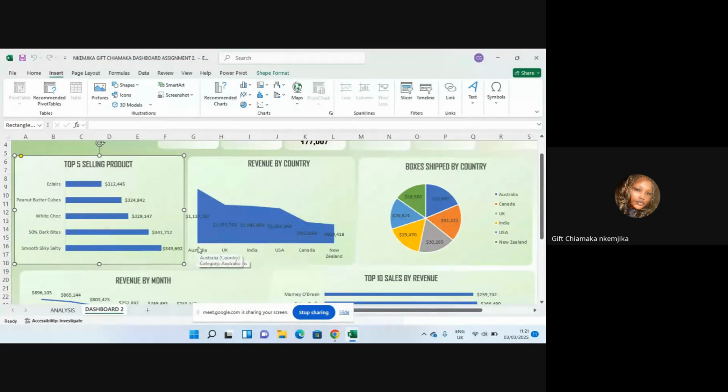Good evening, everyone. My name is Chiamaka, but you can call me Amaka. Today, I'm going to walk you through my sales data dashboard, which provides an overview of the sales in 2022.